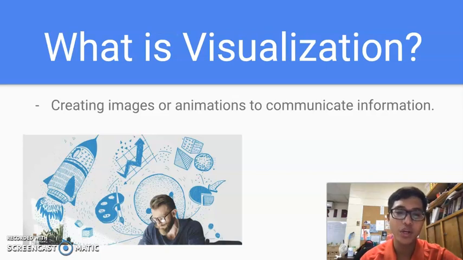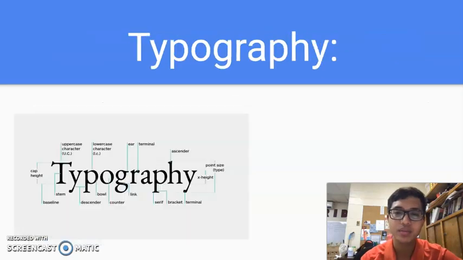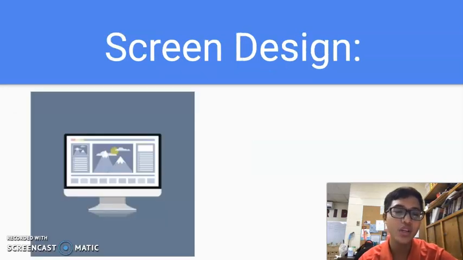Visualization usually includes three components, which are typography, screen design, and media. First, we're going to talk about typography. That is text written in words. We can think about the kinds of words we use, the font size, the type of font, and many more things with words.